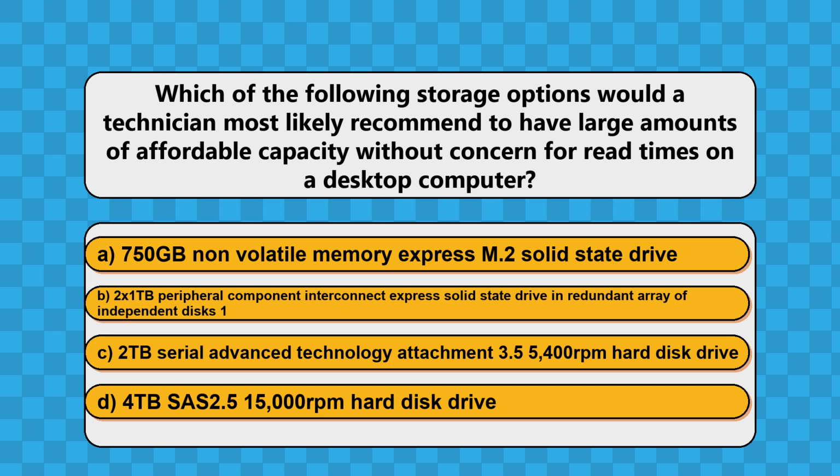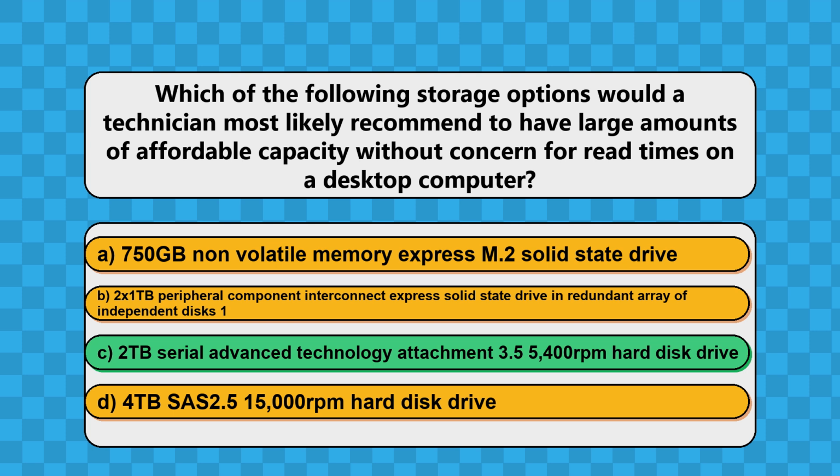Which of the following storage options would a technician most likely recommend to have large amounts of affordable capacity without concern for read times on a desktop computer? Option A, 750 GB non-volatile memory express M.2 solid-state drive. Option B, 2x1 TB peripheral component interconnect express solid-state drive and redundant array of independent disks 1. Option C, 2 TB serial advanced technology attachment 3.5, 5,400 RPM hard disk drive. Option D, 4 TB SAS 2.5, 15,000 RPM hard disk drive.